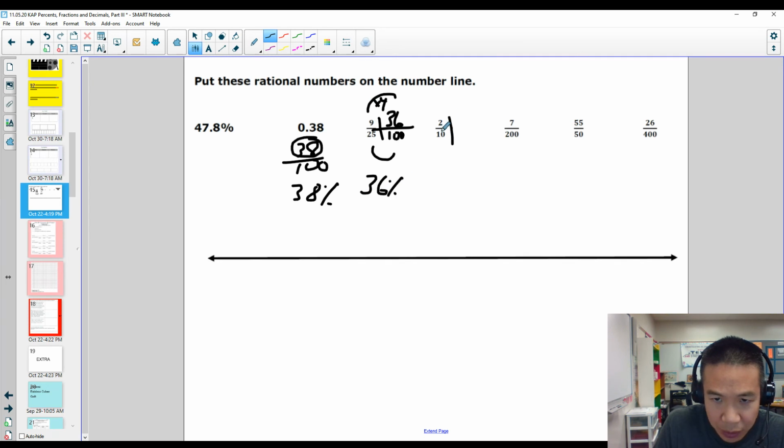Then how do you build this to 100? Then you multiply by 10. This would be 20%.